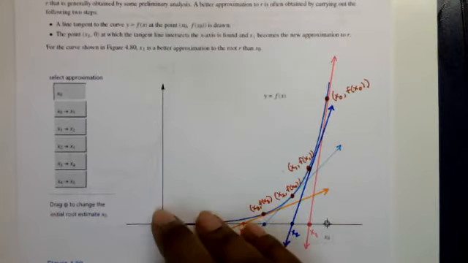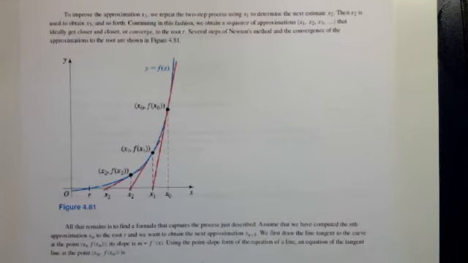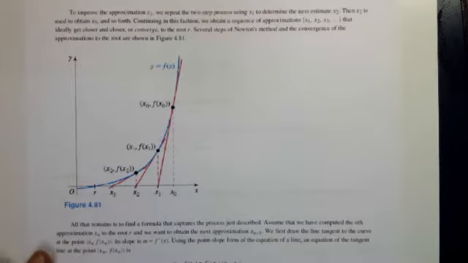This is more illustrated on the next page of this handout, as you can see. If we continue in that fashion, we obtain a sequence of approximations x1, x2, x3, and so on, that ideally get closer and closer, or converge, to the root r. So in this case, we're trying to get closer and closer to r as we continue to draw more tangent lines.